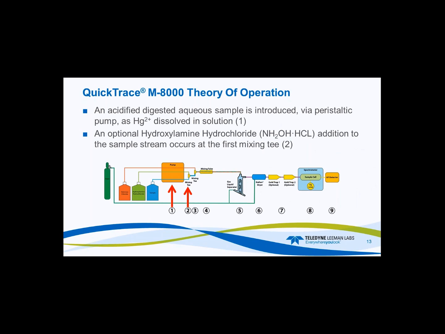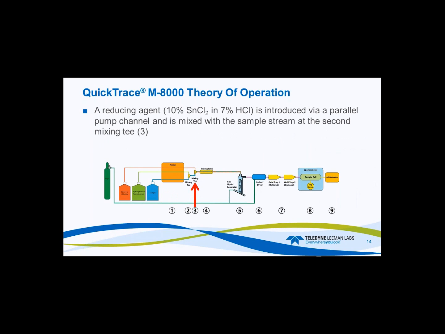So an acidified sample is introduced by the peristaltic pump, and again it's mercury 2+, dissolved in solution. And then at the same time, we have double mixing T's, so you can introduce hydroxylamine hydrochloride, and this is for 1631 to reduce the bromine, and then we would add stannous chloride later to reduce the mercury. So again, the reducing agent we use and recommend is 10% stannous and 7% HCl. And that parallel channel introduces that stannous, and then it mixes in the second mixing T here, represented by this number 3.